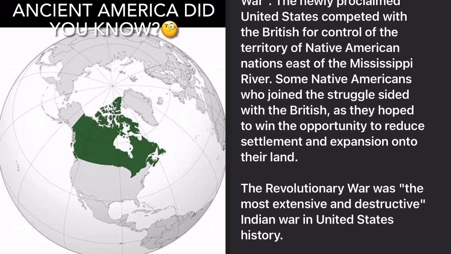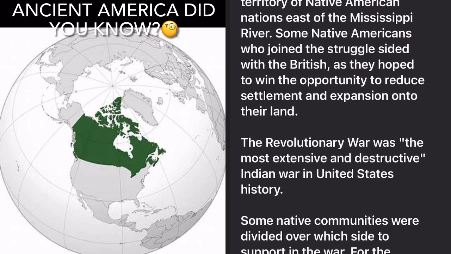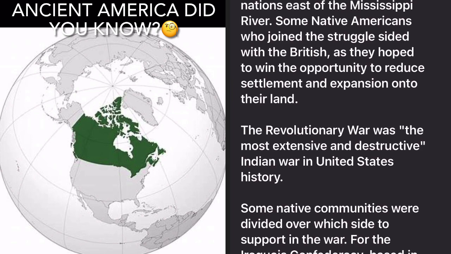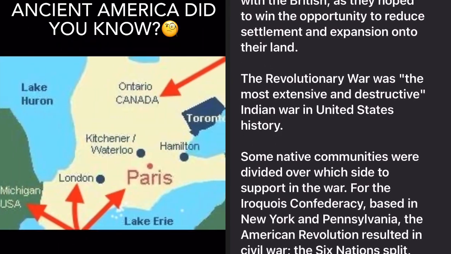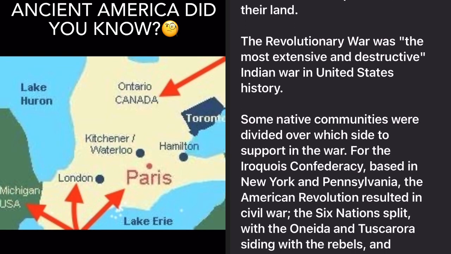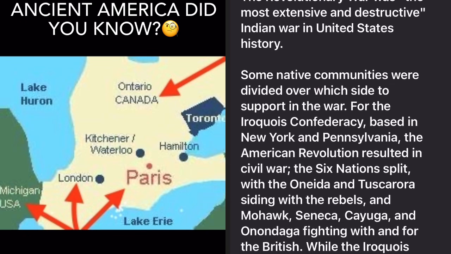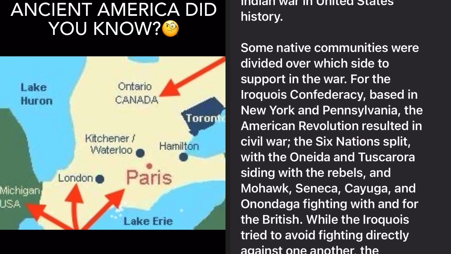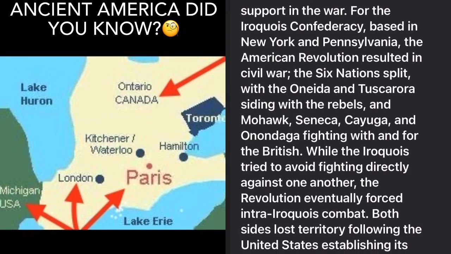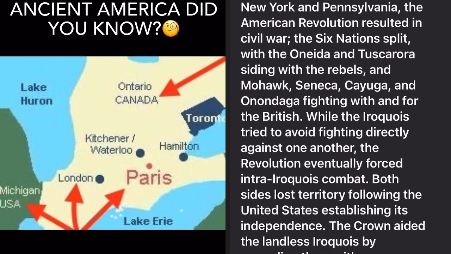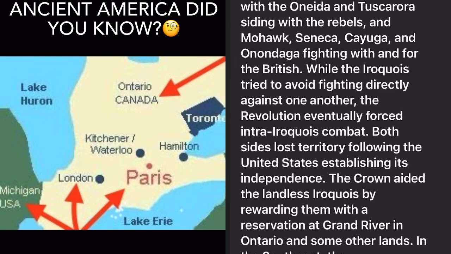The Revolutionary War was the most extensive and destructive Indian war in United States history. Some Native communities were divided over which side to support in the war. For the Iroquois Confederacy, based in New York and Pennsylvania, the American Revolution resulted in civil war. The Six Nations split, with the Oneida and Tuscarora siding with the rebels, and Mohawk, Seneca, Cayuga, and Onondaga fighting with and for the British. While the Iroquois tried to avoid fighting directly against one another, the Revolution eventually forced intra-Iroquois combat.